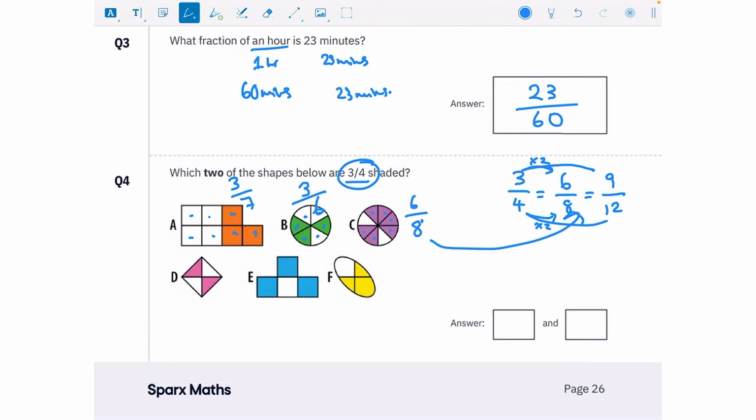If you were to just look at 4, you could make it so these 3 are shaded out of those 4 and these 3 are shaded out of those 4. So C is definitely one of our answers. And then the other one is going to be E because I've got 3 shaded out of 4. F, you might think it is, but for F, this section is way bigger. And it's got to be all 4 sections equal to be able to do it as 3/4. So it was C and it was E.